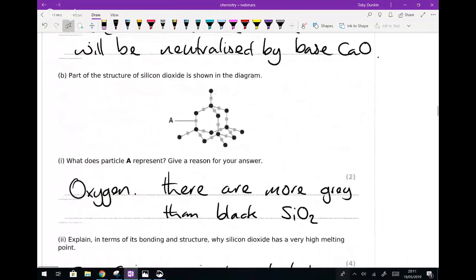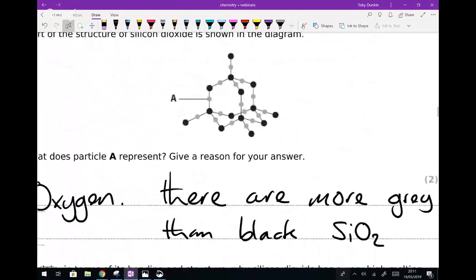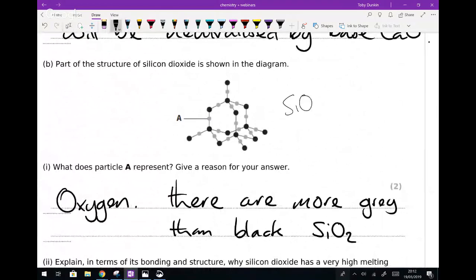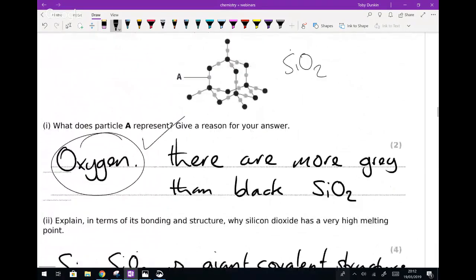Right, I love this one. There's the picture of sand, giant covalent. This is the picture of SiO2. How did I know that the grey ones are O2? There are more of them. That was it, 2 marks. Give the particles, the first one, the name is A, there's 1 mark. And there are more greys than blacks. And of course, in silicon dioxide, you can even say there were double. Even though there aren't, you just say there are more.